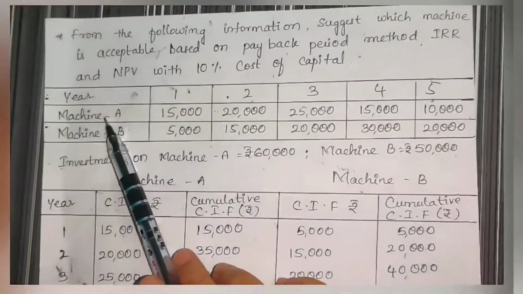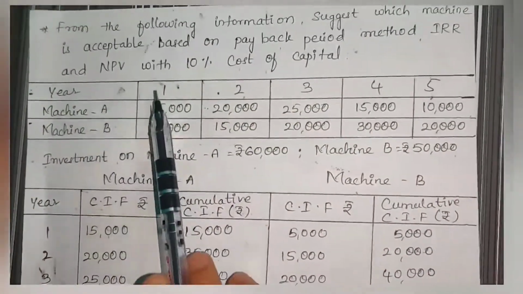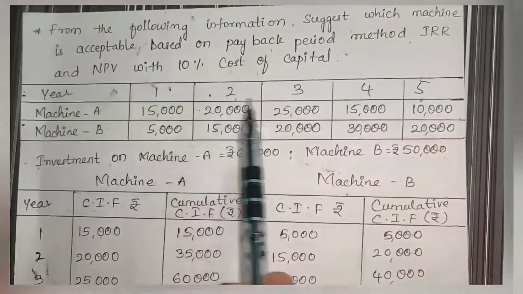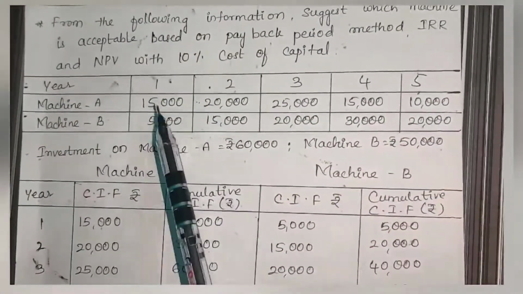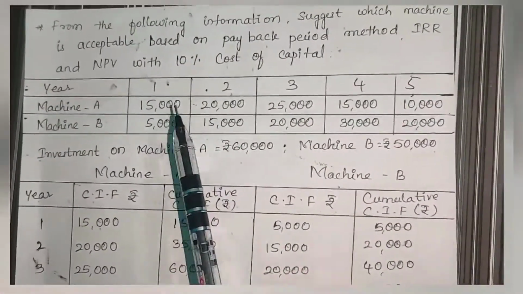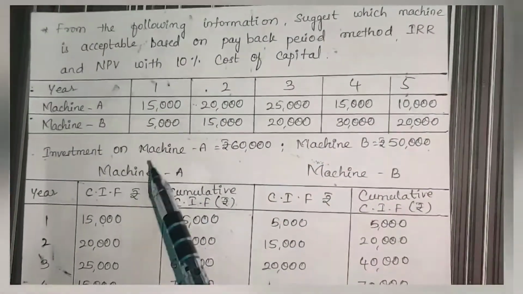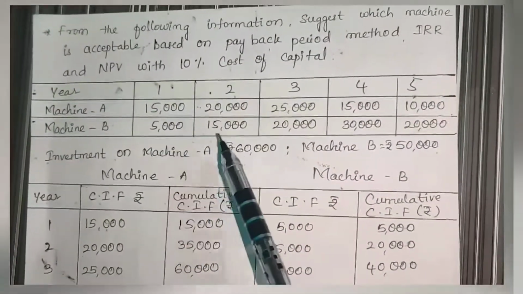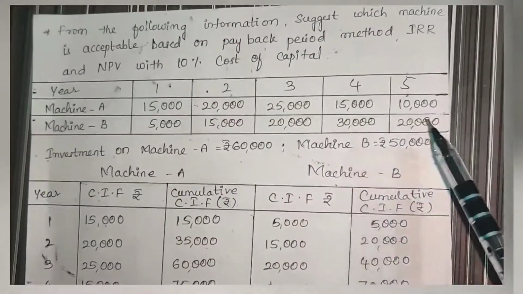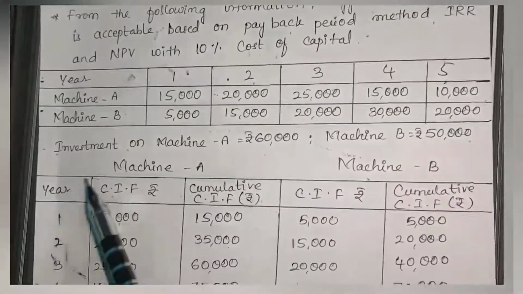Two machines, machine A and machine B, are given. The timeline is 5 years: 1, 2, 3, 4, 5. Machine A cash inflows are 15,000, 20,000, 25,000, 15,000 and 10,000. Machine B: 5,000, 15,000, 20,000, 30,000 and 20,000.